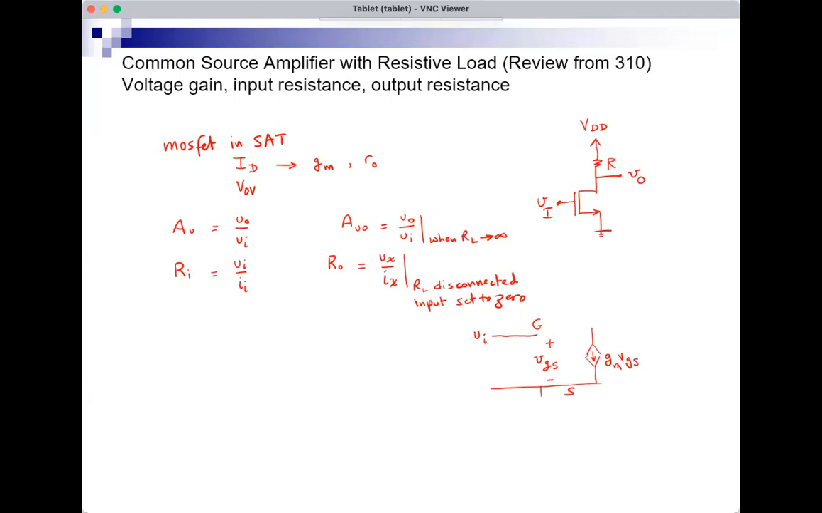This is the source, it's at the ground. This is the drain. And also I have a small RO from drain to source. And then R is connected from drain to the supply, but the supply in the signal analysis becomes 0. So it's like ground, and R is therefore in parallel with small RO. And the output voltage is between drain and ground, so it's across the parallel combination of R and RO.